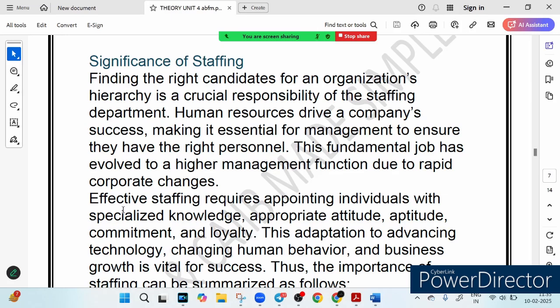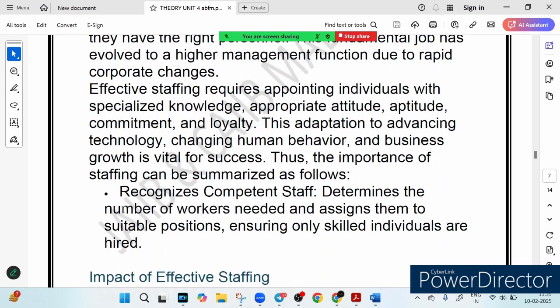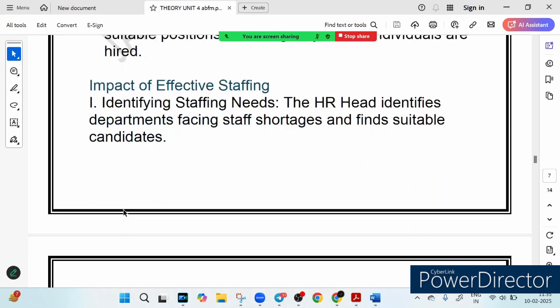What is staffing? Staffing is all about finding the right people for the right job within a company. Think of it like assembling a winning sports team. You need players with the right skill, attitude, and commitment to win the game. Without the right team members, even the best strategy can fail, right? And we know why staffing is important, right?